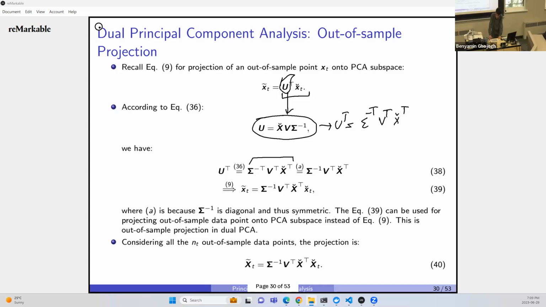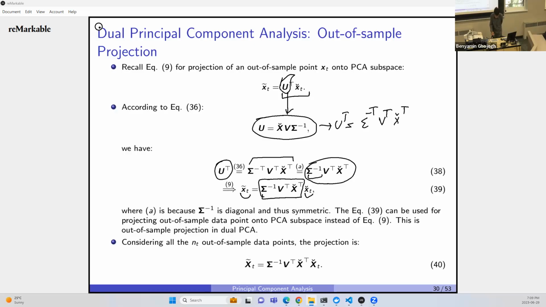Then we know that sigma is what? Sigma is a diagonal matrix. Therefore, sigma inverse is a diagonal matrix. Therefore, sigma inverse transpose is sigma inverse, right? Now I'm replacing this. So this is U transpose, right? I'm replacing it here. Therefore, X T tilde becomes this. This is U transpose XT back hat, right?